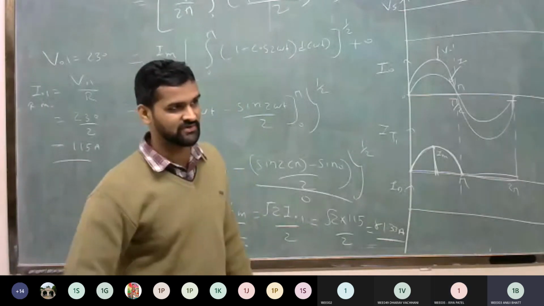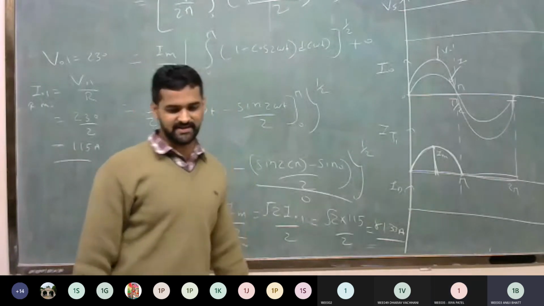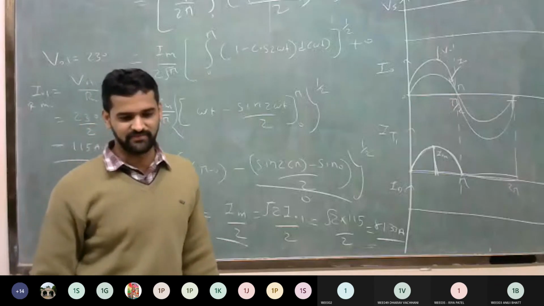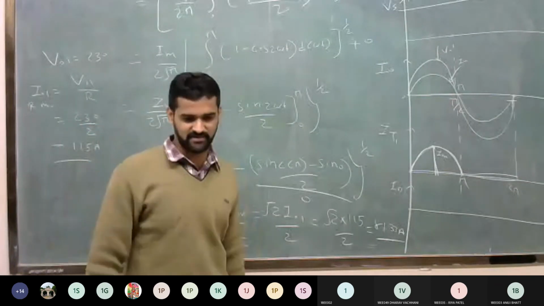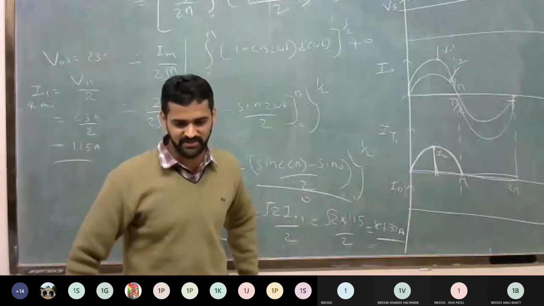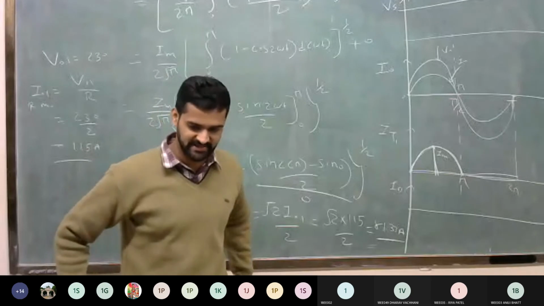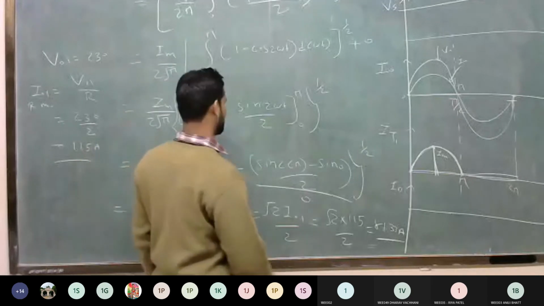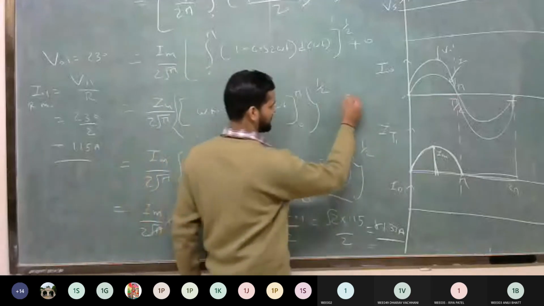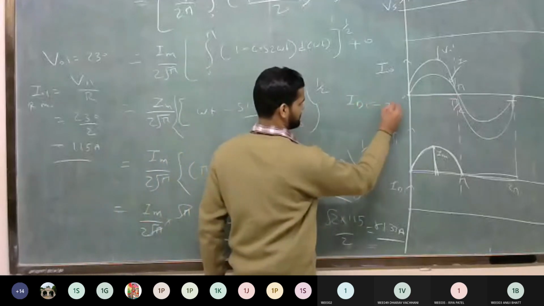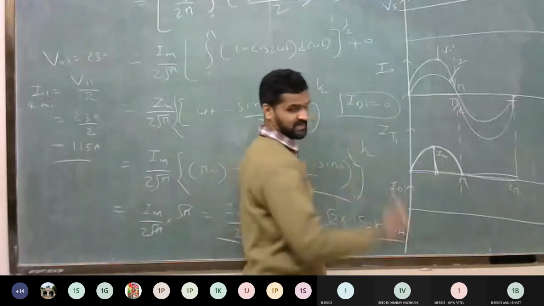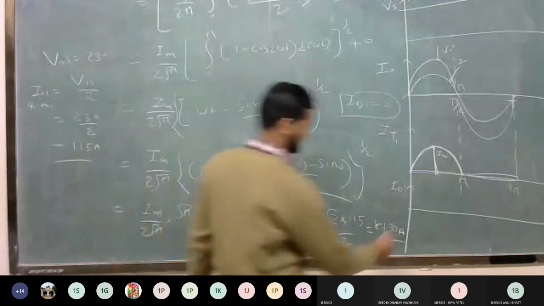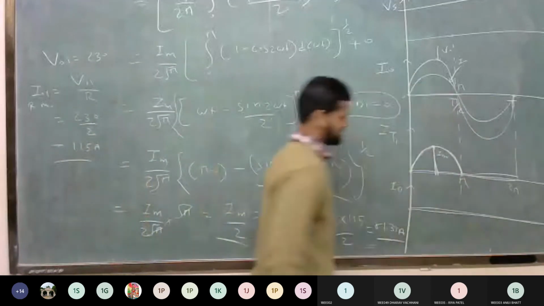Because it is purely resistive. Because it is a resistive load. As we know, for a resistive load, the feedback diode will not conduct. It will not come into the picture when your load is resistive in nature. So here the answer is: the RMS value of diode current is 0, because the diode is not conducting. There is no current flowing into the diode, so diode current is 0.